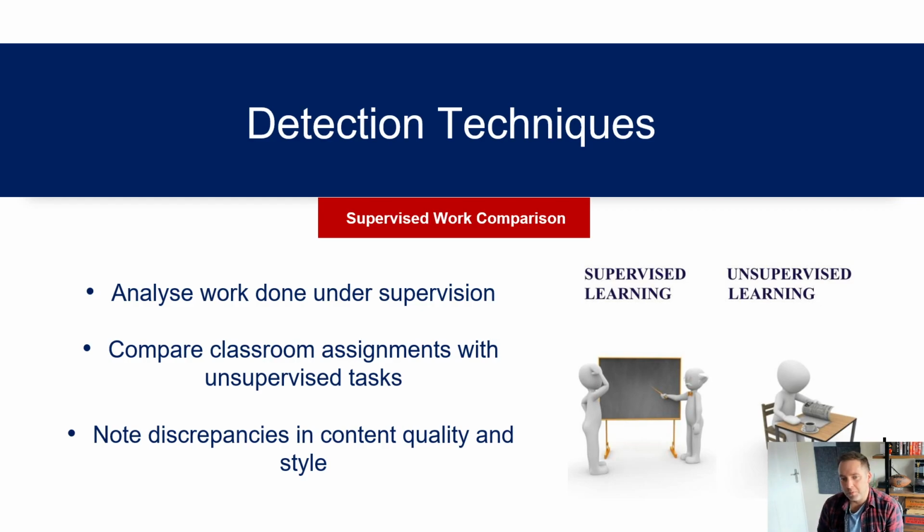This is probably one of the biggest, is just compare it to supervised work. So what I mean by supervised work is work you've done in the classroom, things like mock exams and stuff like that. If suddenly a student's getting a really high score on something they've done at home, but then when you've had them in person in lesson, they're getting a little lower, that's a sign that they've got help, and that help could obviously be AI.